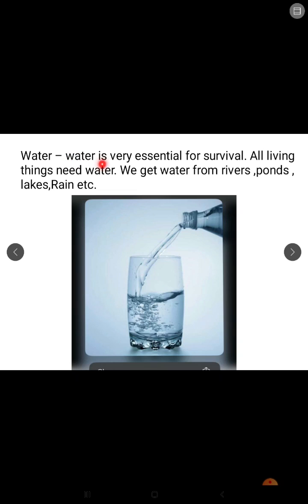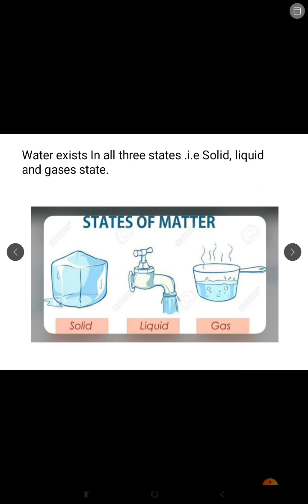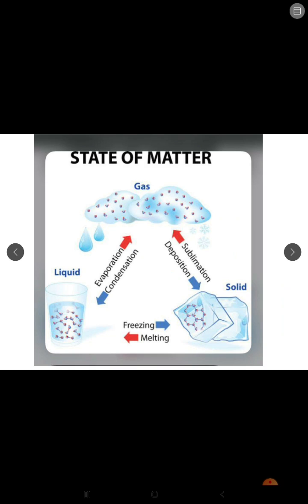So water is very essential for survival. All living things need water, be it plants or animals, all living things. We get water from rivers, ponds, lakes, rain, etc. So you all know that water exists in all three states: solid, liquid as well as gaseous state.